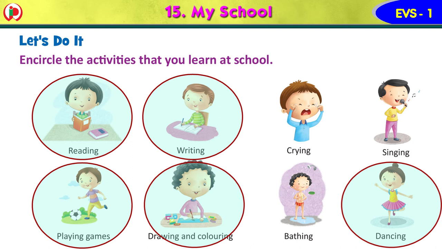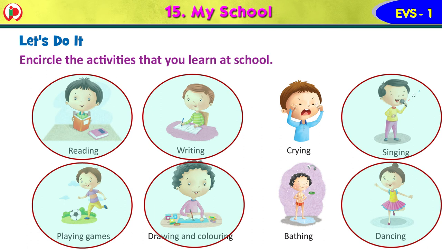Then last image, the eighth image, you can see a boy singing, isn't it? So singing we do at school. We have singing class, music class. We learned that there is a room called music room where we learn music. There we sing, isn't it? So singing is an activity at school. Can we circle that then? Yes, so circle that, singing.